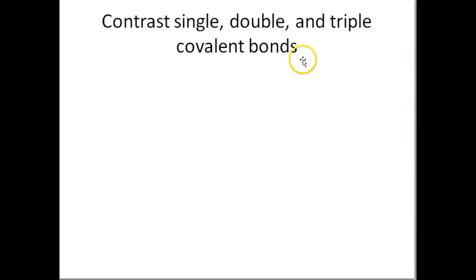Single, double, and triple covalent bonds. So this is pretty straightforward. We've been representing the bond by drawing two dots here. But that gets a little labor intensive. Most of the time, the shared electron pair is just going to be represented with a dash.